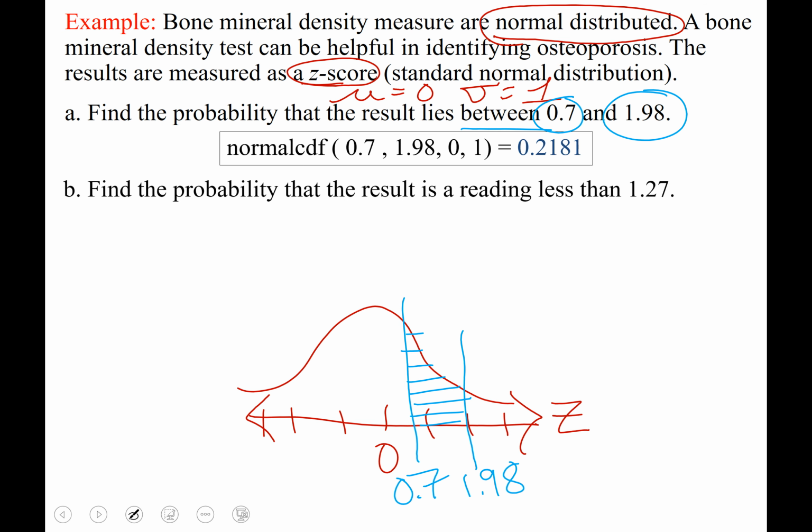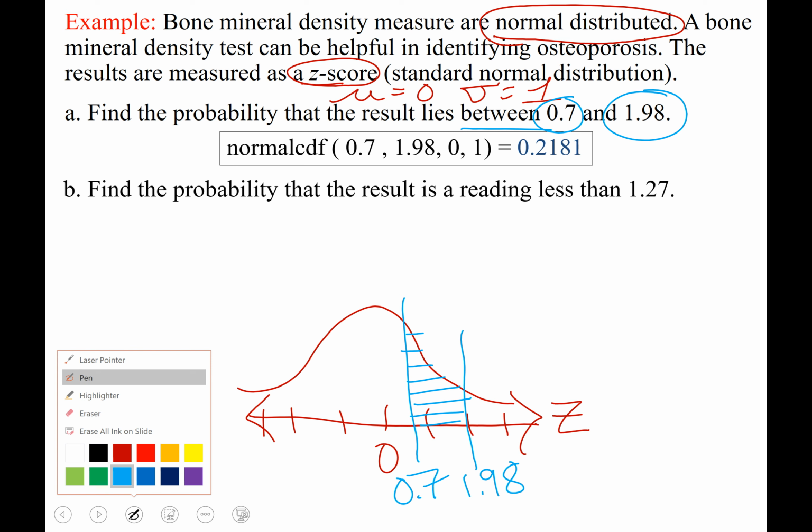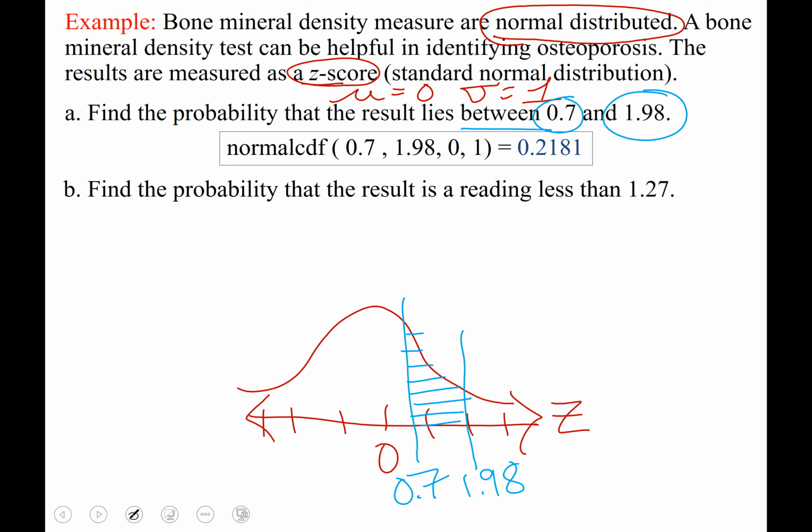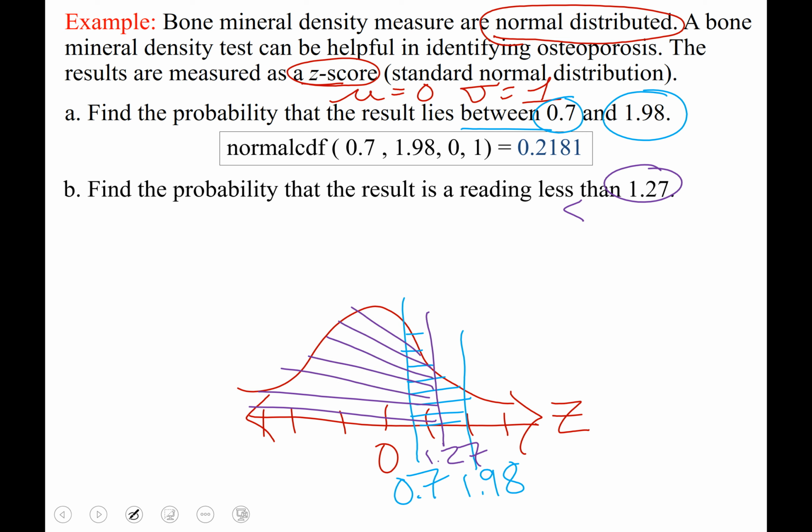Now they want us to find the probability that the result is a reading less than 1.27. Let me switch to purple for this. 1.27 would be right about here. And the shading is dependent on the words. We've got the less than inequality here, so we would shade this way of the 1.27. So part B is only addressing what I'm doing in purple here.